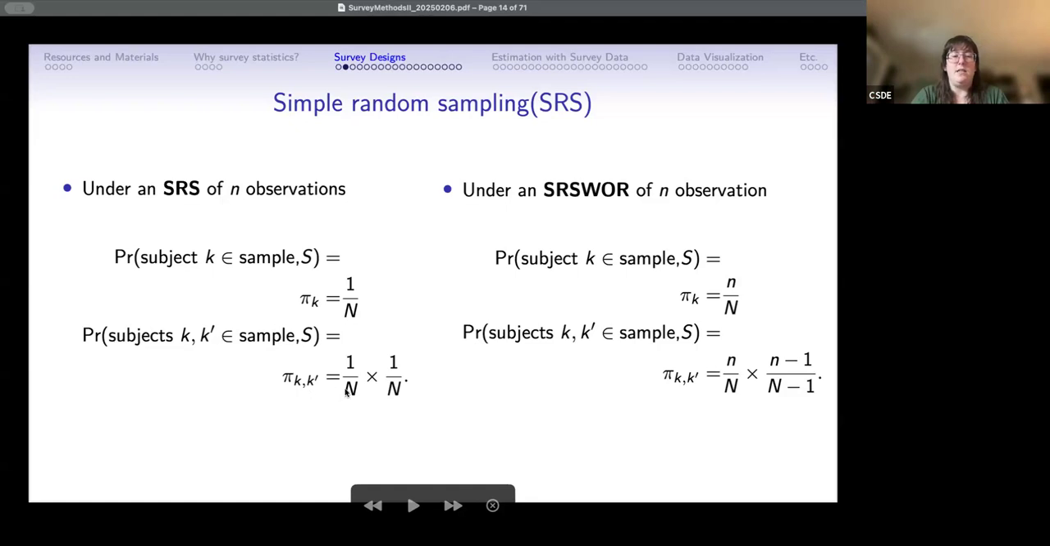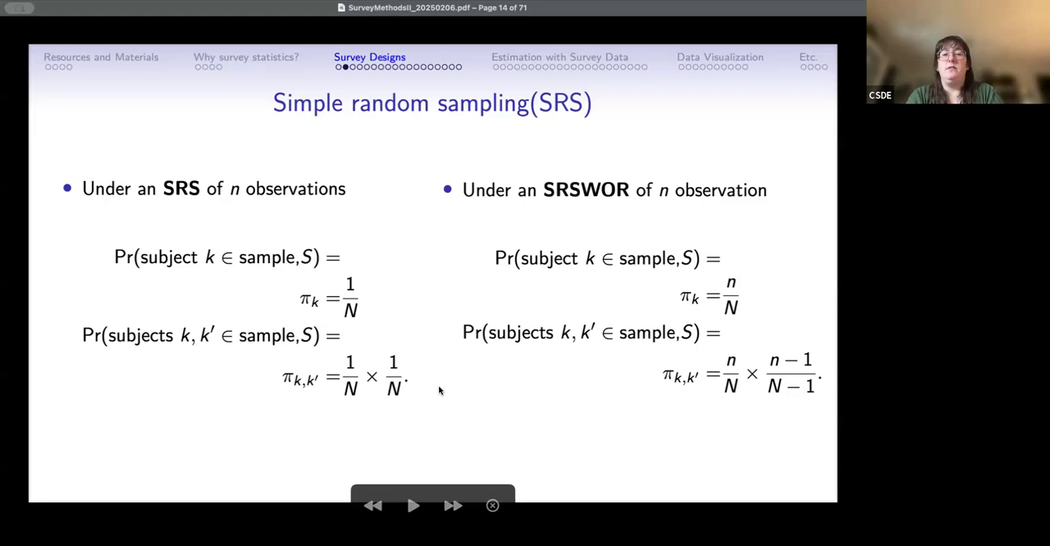So because they're independent, I can calculate this as the probability that subject k is in sample s and the probability that subject k prime is in sample s, which is also just 1 over N. So we would call this pi k, k prime, and that would be the product of those probabilities.